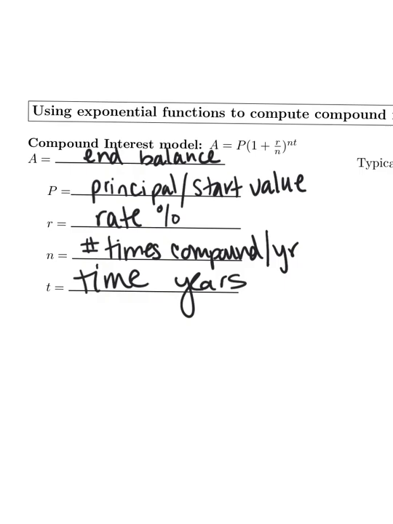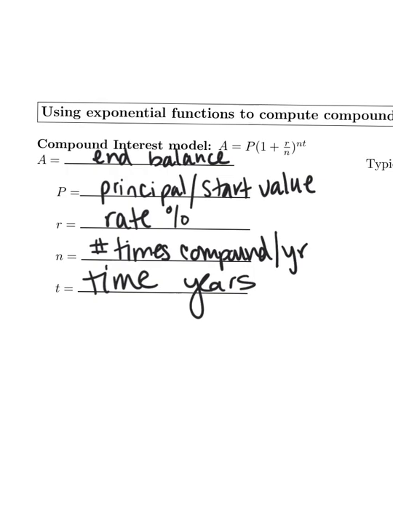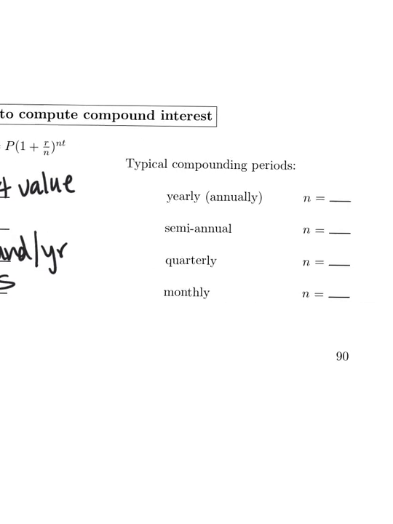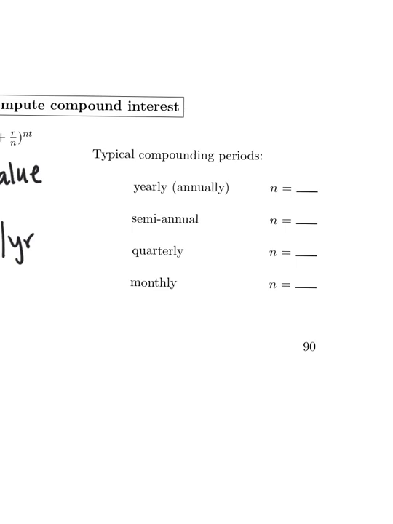And then let's review the different values for what yearly means, semi-annually, quarterly, and monthly. So yearly is 1 time a year, semi-annual is twice a year, quarterly is 4, and monthly is 12. I think in class we talked about if it was weekly, it's 52, and then daily, 365.